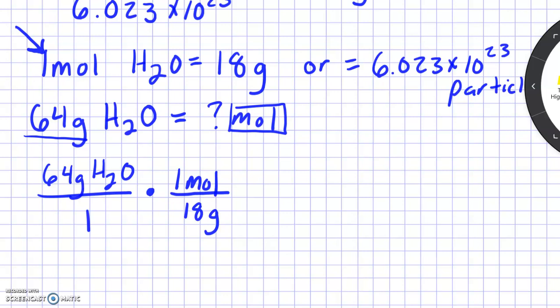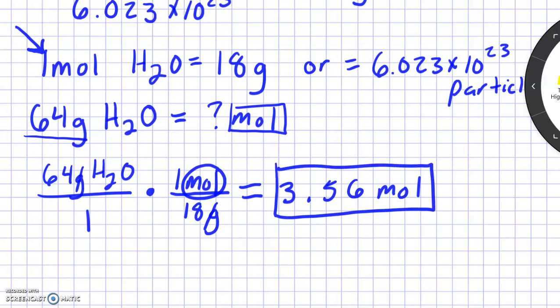This is why I said if you caught on to this at the beginning, it would be a lot easier now. So we've gotten to that point. And so then when we do that, we're going to take 64 divided by 18 and get 3.56 moles. Remember, my grams are going to cancel out, and I end with my moles that I want to end with. So then there's my answer.